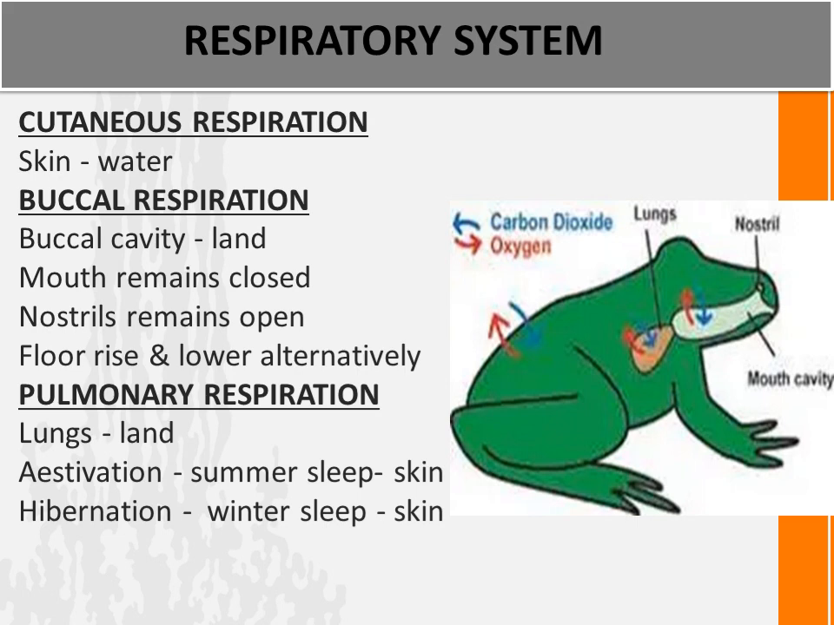So specifically, what are the organs this frog is using for respiration? One is skin, second is buccal cavity, and the third is lungs. When it is using the skin, we say it is cutaneous respiration. When it is using the buccal cavity, it is buccal respiration. When it is using the lungs, it is pulmonary respiration.